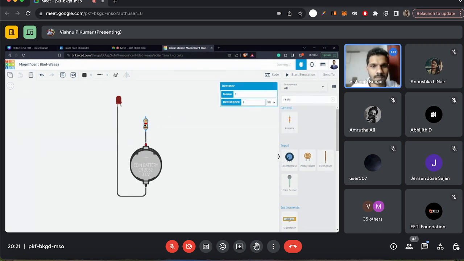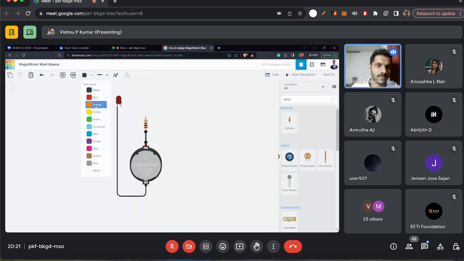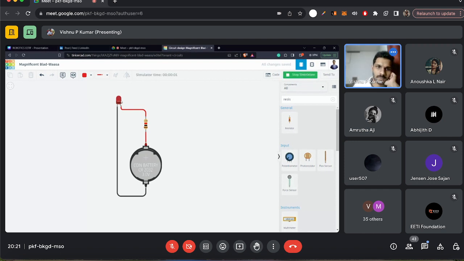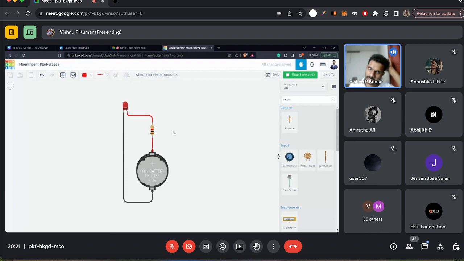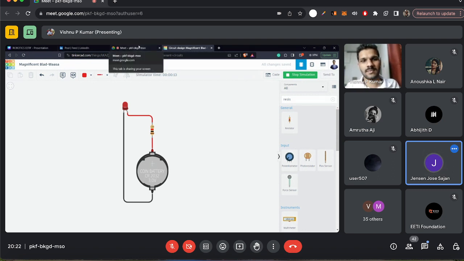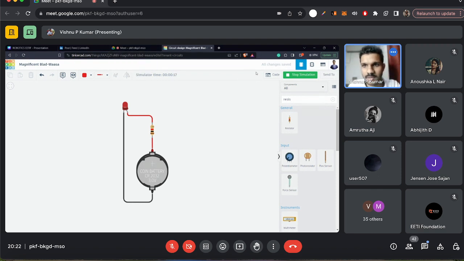I'll make it red. So now we have the resistor, and we are clicking on start simulation. The LED has glowed, and what's the difference from the previous one? The LED is a little less bright. Yeah, so the LED got faded, right?